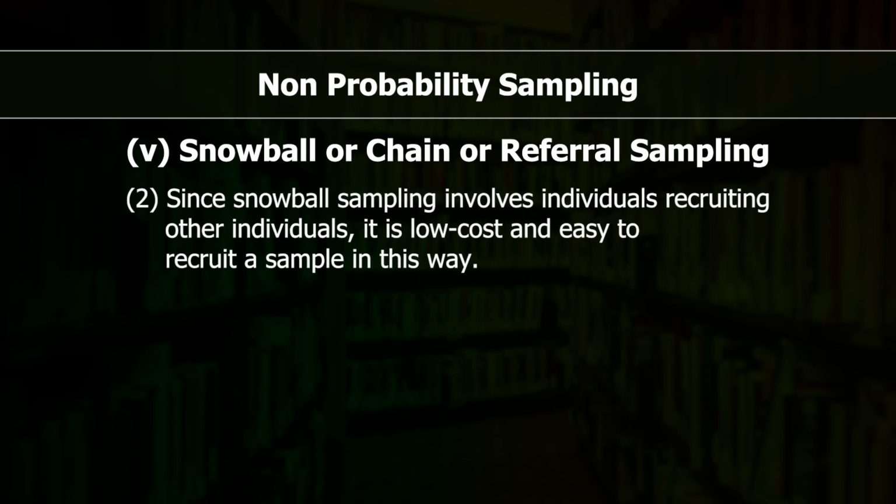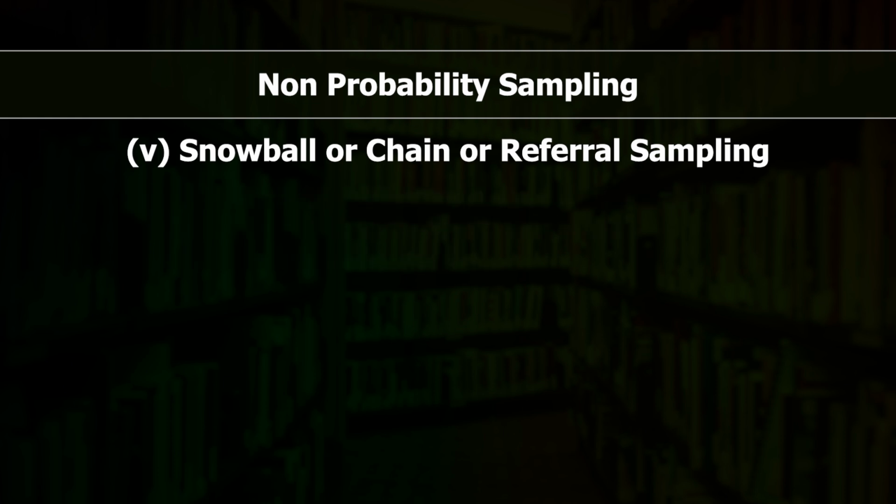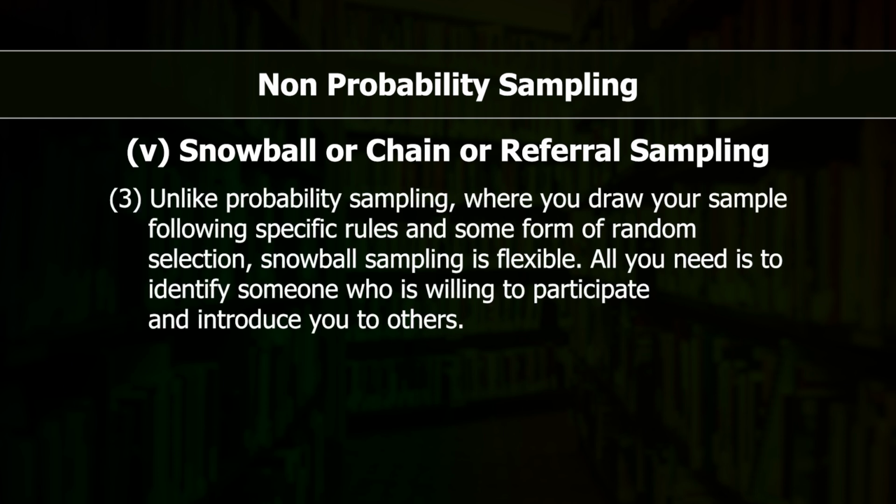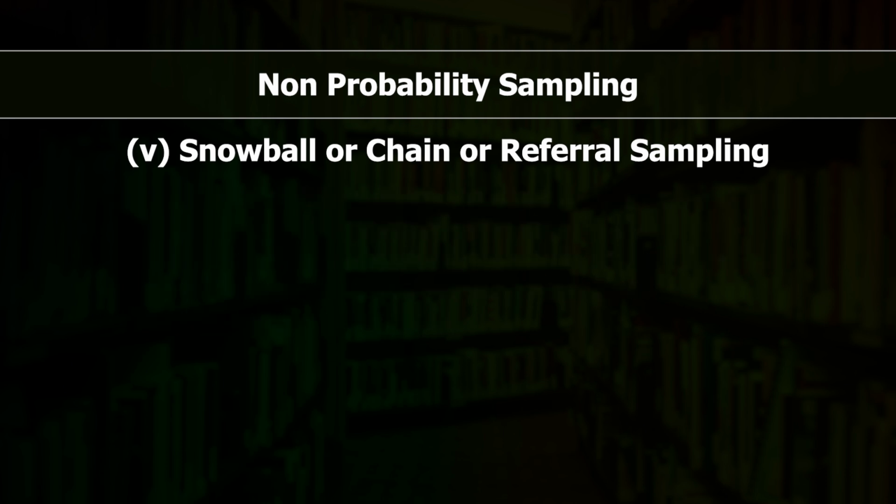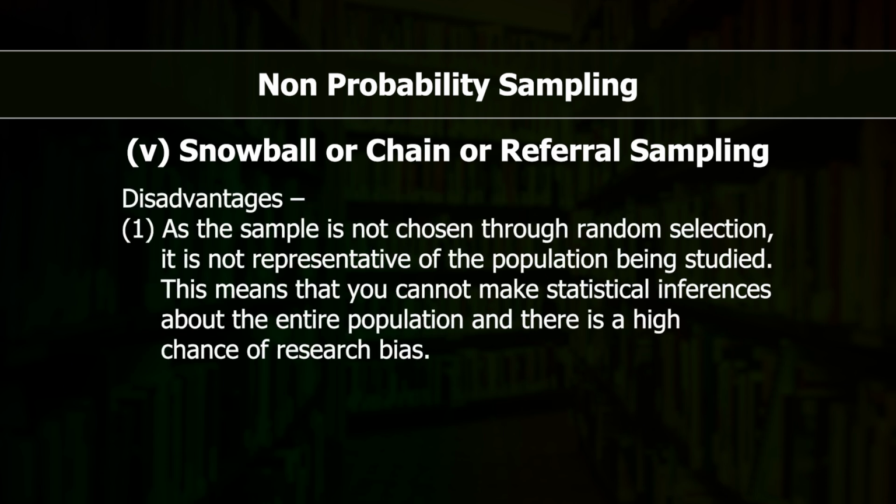Number 2, since snowball sampling involves individuals recruiting the other individuals, it is a low cost and easy to recruit a sample in this way. Third, unlike probability sampling, where you draw your sample following specific rules and some form of random selection, snowball sampling is always flexible. All you need is to identify someone who is willing to participate and introduce you to the others. Now, there are some disadvantages as well.